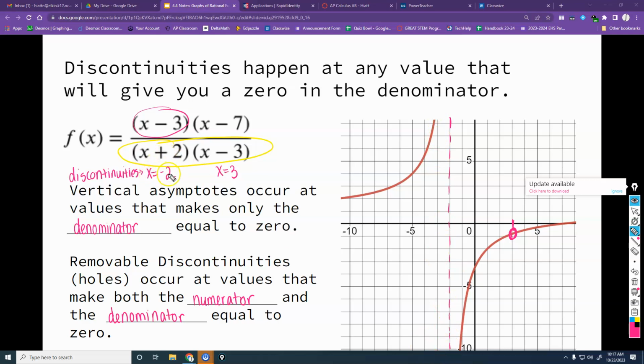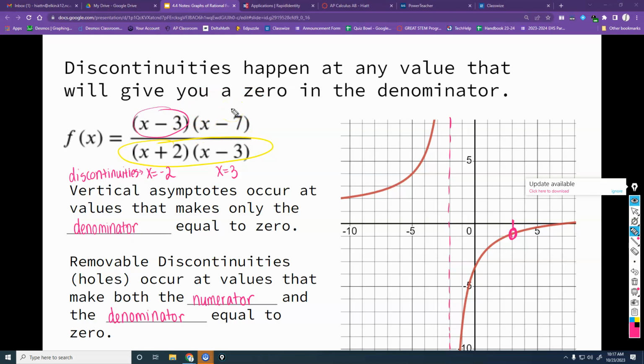You can see right here at -2, you only have a 0 in the denominator. The top would not be 0. So if a factor is top and bottom, that's a hole. If it's just in the bottom, that is a vertical asymptote. What about at 7 for this? Is there a discontinuity at 7?